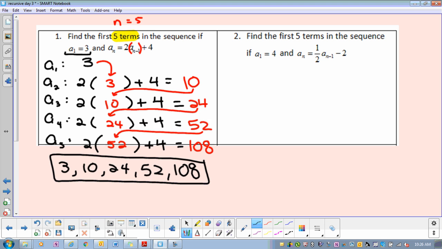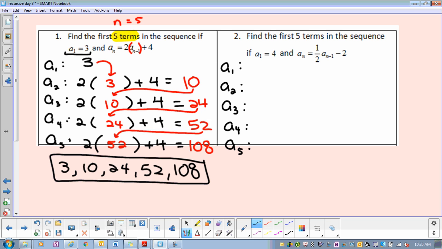So let's try the next one. It says find the first 5 terms in the sequence. Okay, so they gave me the a sub 1. So you know what? I'm going to write them all out. A sub 1, 2, 3, 4, and 5. Right?